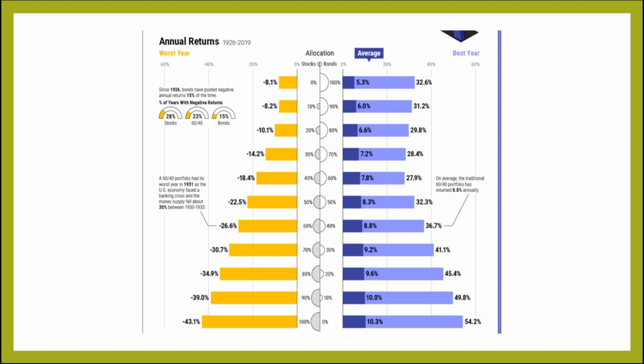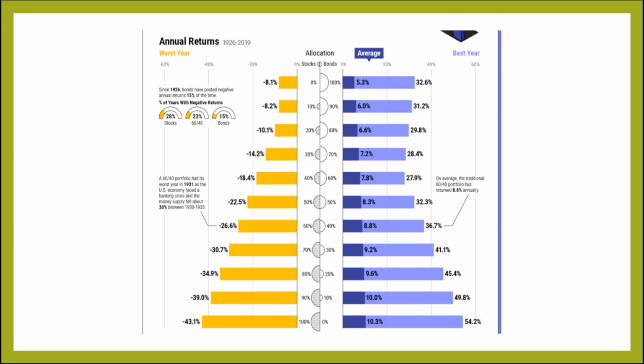So, on average, if you have a 100% bond portfolio, you're going to have 15% of the years, or 15% of the time, you're going to be losing money. So since 1926, just to kind of flesh this out, 15% of the years we've seen bonds have negative returns. Since 1926, 28% of the years have been negative for a 100% stock portfolio. And then I'll go through each one.